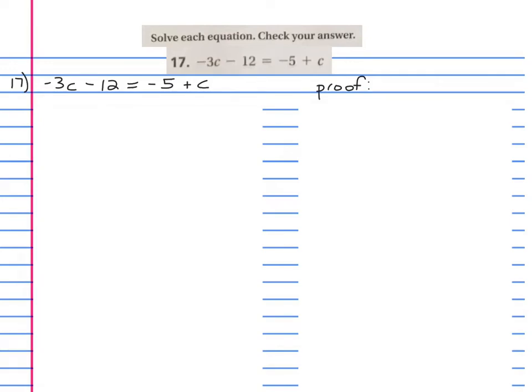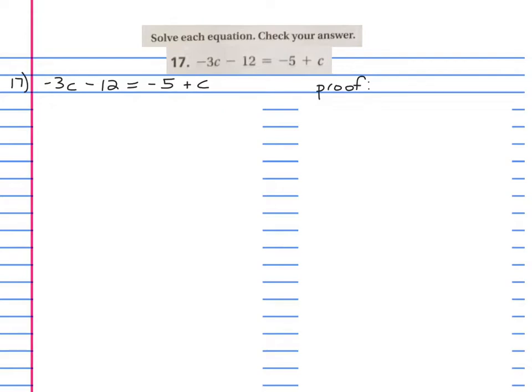Okay, so here's our original equation: negative 3c minus 12 equals negative 5 plus c. What should I do first? Well, not exactly like the last problem, but similar to the last problem, I'm going to pick the thing I'm going to move based on the result I feel is going to be the neatest and easiest for me.